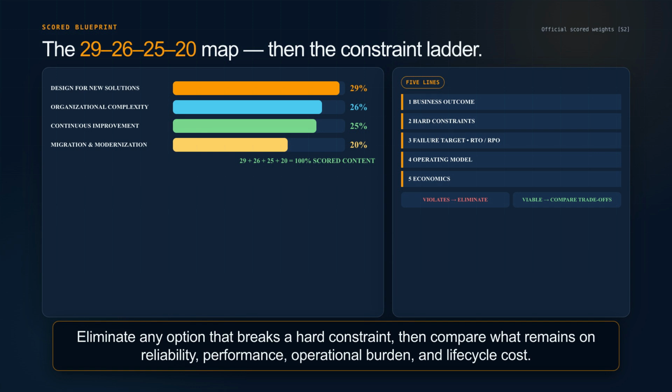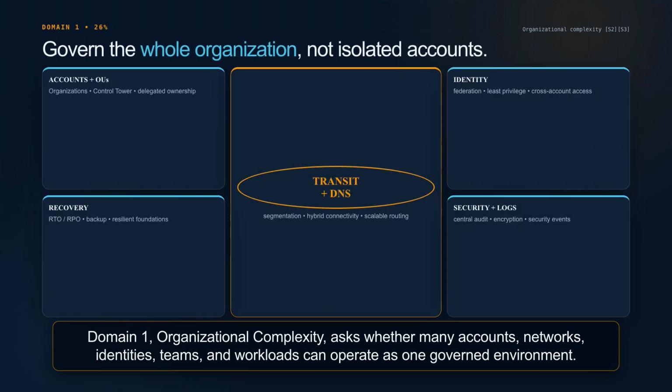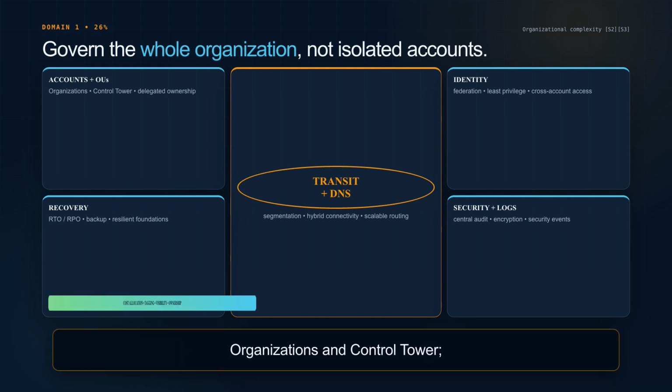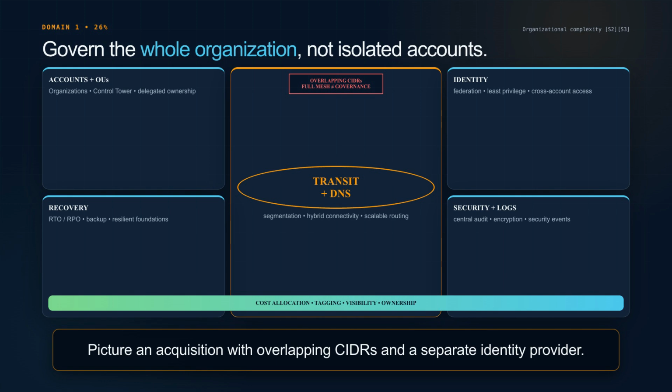lifecycle cost. Domain 1, Organizational Complexity, asks whether many accounts, networks, identities, teams, and workloads can operate as one governed environment. Expect hybrid and multi-VPC connectivity, DNS and segmentation, cross-account identity, encryption, and central auditing, RTO and RPO-based recovery, Organizations and Control Tower, plus tagging, purchasing choices, and cost visibility.